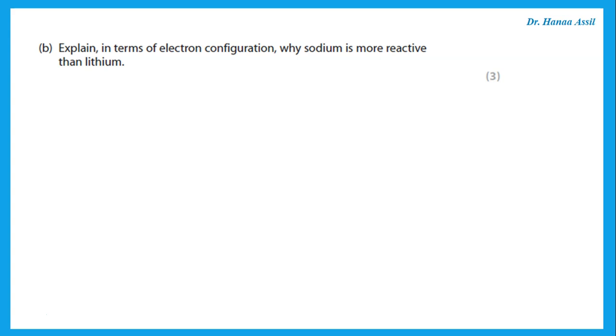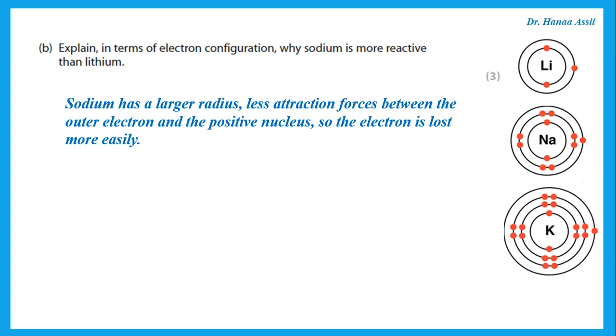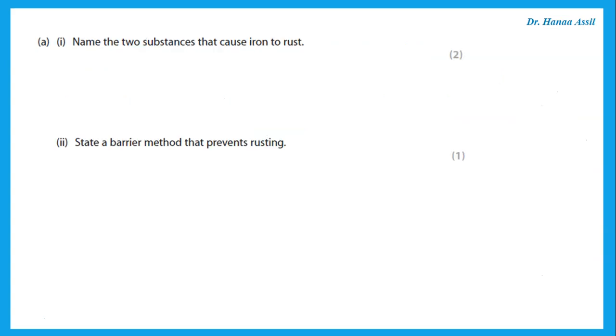Explain in terms of electron distribution why sodium is more reactive than lithium. Again, going down group 1, reactivity increases. Why? Because sodium has a larger radius than lithium, less attraction forces between the outer electron and the positive nucleus, or you could say more energy levels between the electron and the positive nucleus, so the electron is lost more easily as we go down the group. Again, I'm reminding you, metals are more reactive if they can lose electrons more easily.